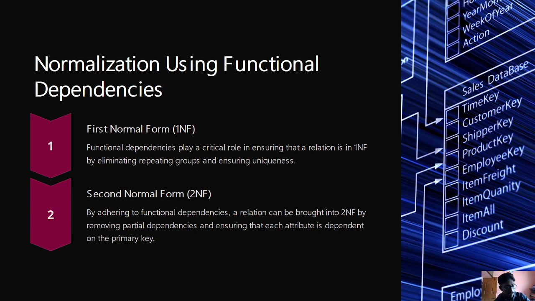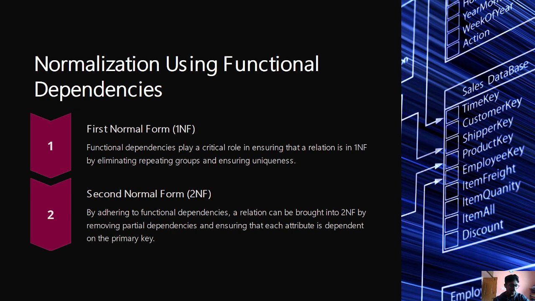Second normal form. The relation must be in 1NF, and partial dependencies are removed by ensuring that non-key attributes are fully functionally dependent on the entire primary key. If a relation has a composite primary key, each non-key attribute must be functionally dependent on the entire composite key. Third normal form. The relation must be in 2NF, and transitive dependencies are removed by ensuring that the non-key attributes are non-transitively dependent. If A determines B and B determines C, then A should not transitively determine C.